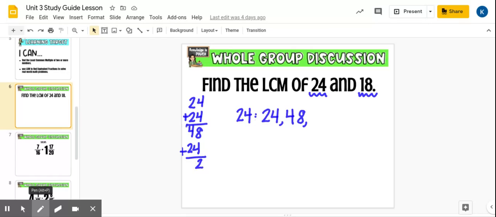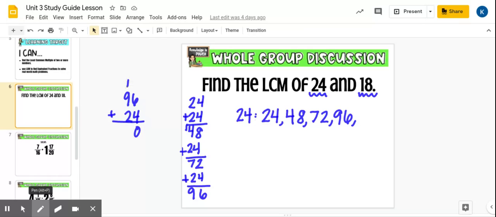So you get 120, I mean 72, and I'm going to go out 5, 96, and I'm just going to say 24 plus 96 is 120. All right, so now that I've gone out 5 multiples of 24, I'm going to move over and do multiples of 18.